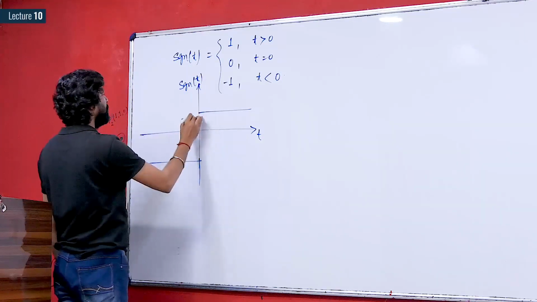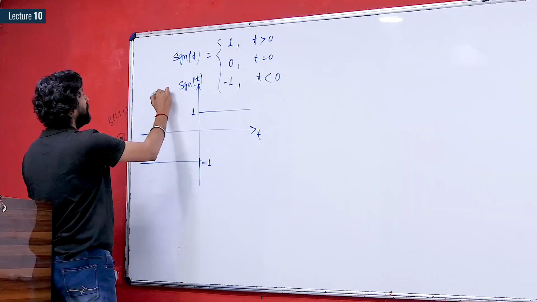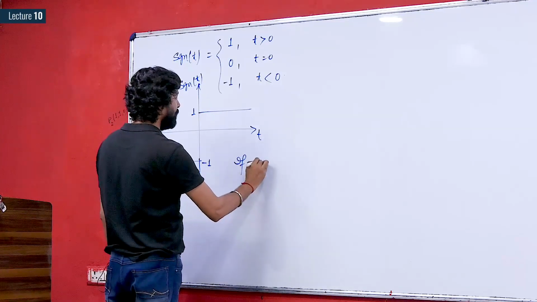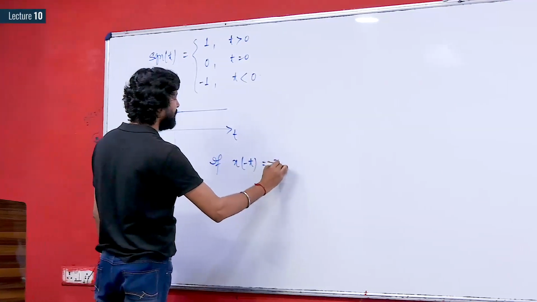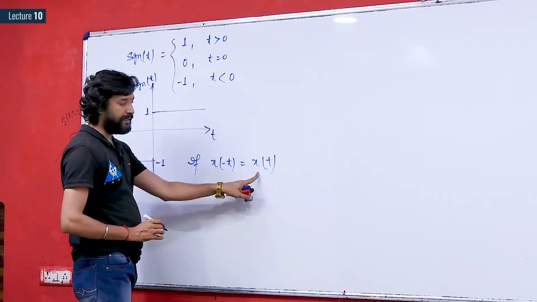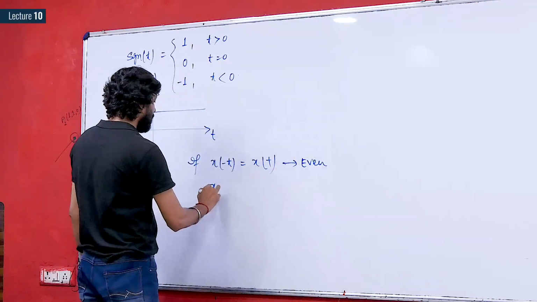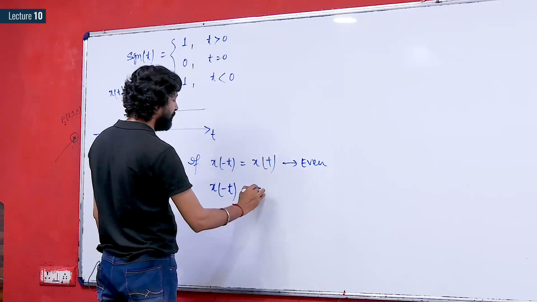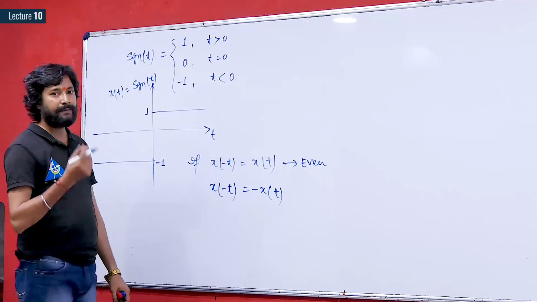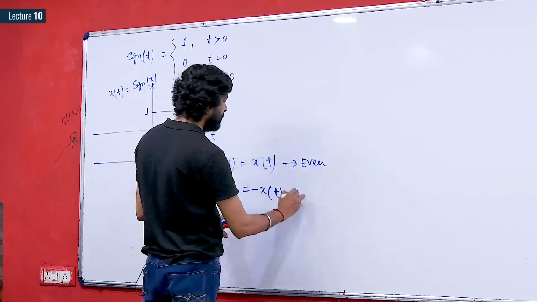Then, if you see here, the values are plus and minus 1. Let this be your function x of t. For any function x of t, if you take the time reversal and get your signal back, that is, if x of minus t is the same as x of t, then the signal x of t is said to be even. And if x of minus t is minus of x of t, that is, if the effect of time reversal is similar to that of amplitude reversal, then the signal is said to be an odd function.